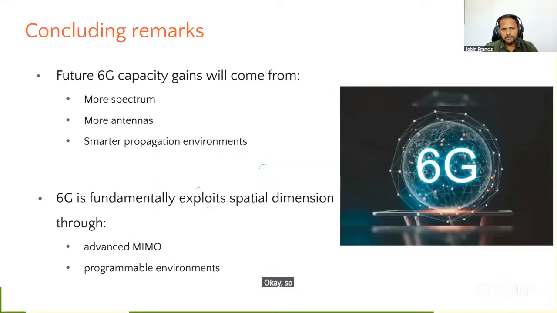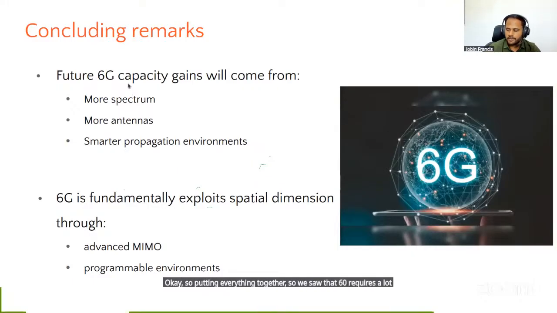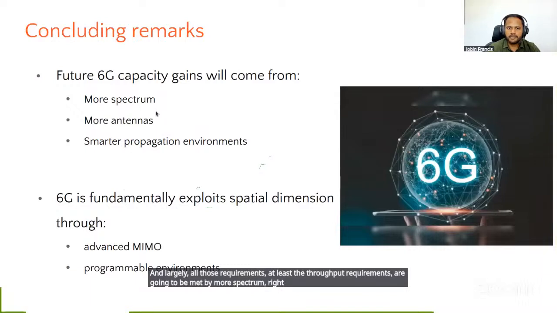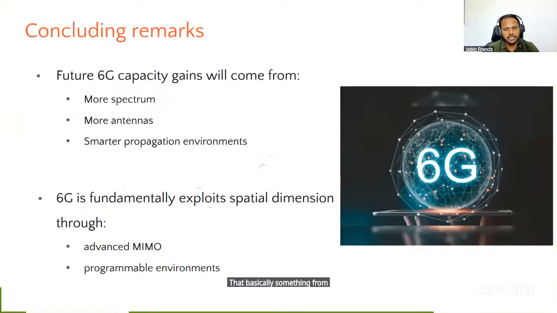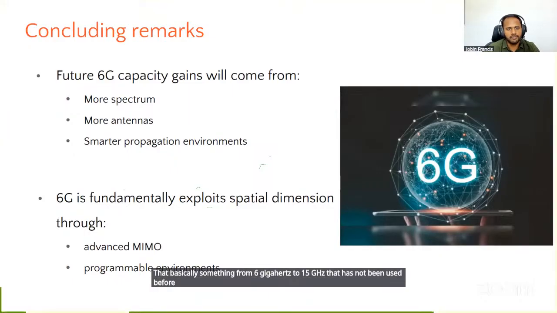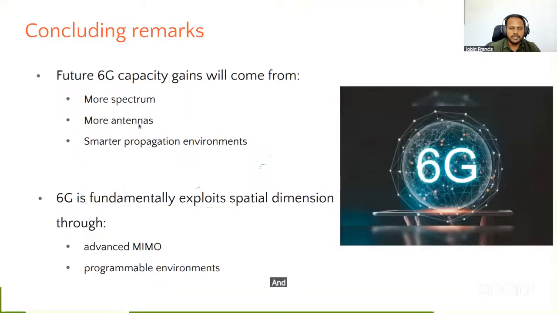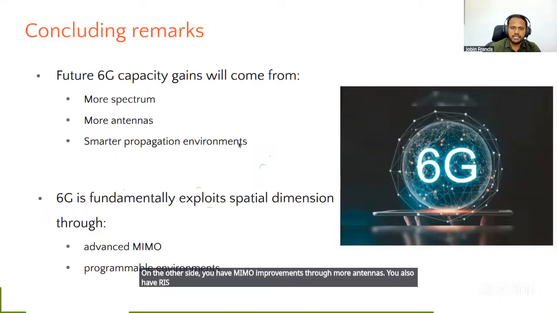So putting everything together, we saw that 6G requires a lot of network requirements. The capabilities have to be significantly better. And largely all those requirements, at least the throughput requirements, are going to be met by more spectrum, right? Currently newer spectrum is being made available, something called midband, from 6 gigahertz to 15 gigahertz, that has not been used before. On the other side, you have MIMO improvements through more antennas. You also have RIS to control the propagation environment.